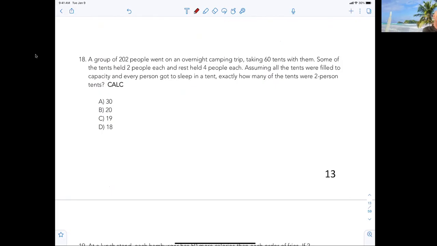All right. So it says a group of 202 people went on an overnight camping trip taking 60 tents. So there are two types of tents. So I'd like everybody to put X plus Y equals 60 down. And then there were two-person tents, which is 2x, and four-person tents, which would be 4y. And that totaled what? 202 people. Is everybody okay with that?